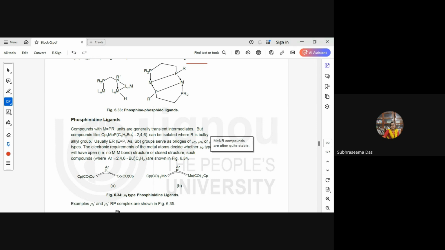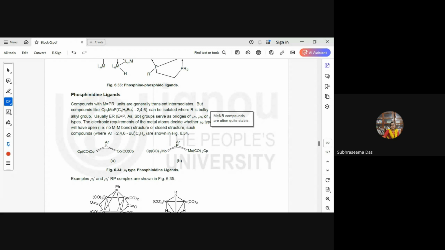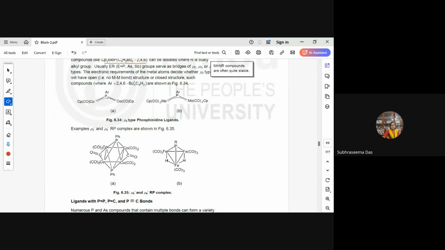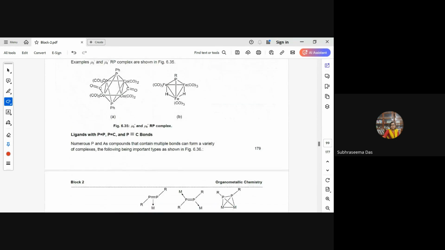Then phosphinidene ligands. The compounds with M=PR units generally act as transient intermediates, but compounds like this can be isolated where R is a bulky group. When the PR group serves as the bridge, they are bridging compounds. The electronic requirements of the metal atoms decide the type of bonding, which is reflected in their structure. Various types of phosphinidene ligands have been shown in figures 6.34 and 6.35.